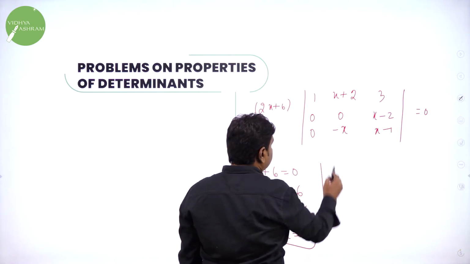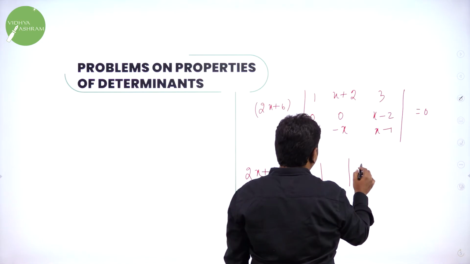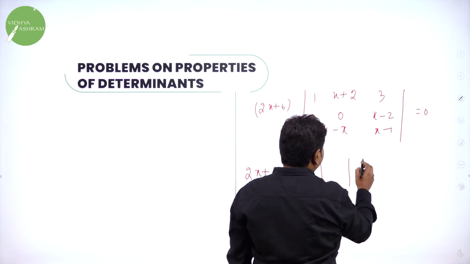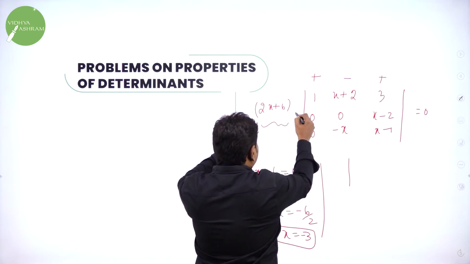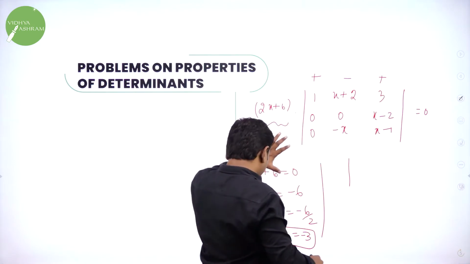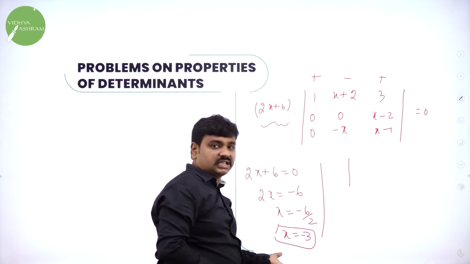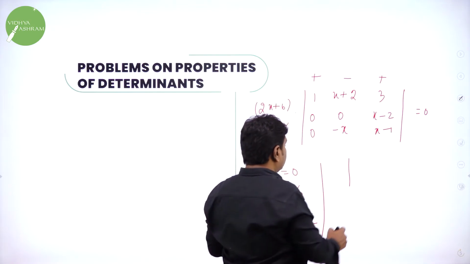Now this term, equate it to 0, that is the determinant of, expand this, plus minus plus. I equated this to 0 because the product of two terms is 0 means each term is 0. I got one x, that is minus 3. I'll expand this and equate it. You know how to expand this.